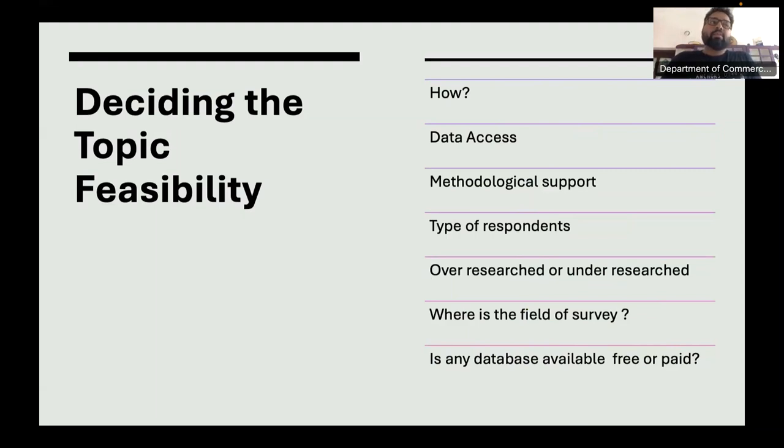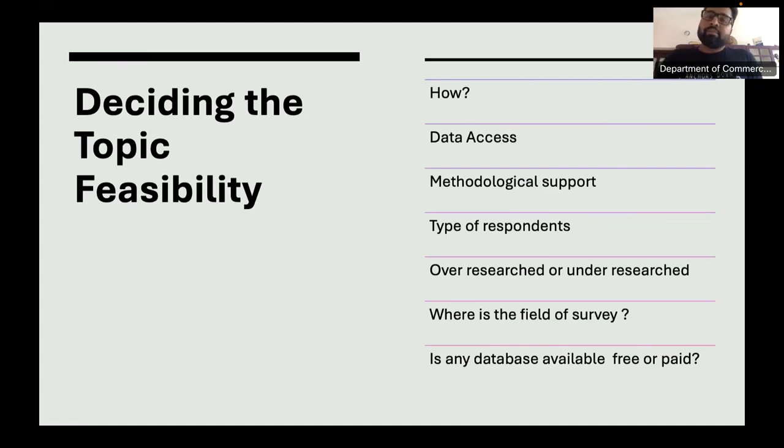If your study needs some data which is not accessible, you should just stop that project, and you can go to the further selection of the project, because if the data is not accessible, you cannot complete the work. And the methodological support, again, the sampling part, and whether the respondents are cooperating with us or not. And the main thing is you can check whether the research is over researched or under researched. If it is under researched, there is a scope of research. If it is over researched, it is very difficult to find a gap. Otherwise, the evaluators may say that it's already done.